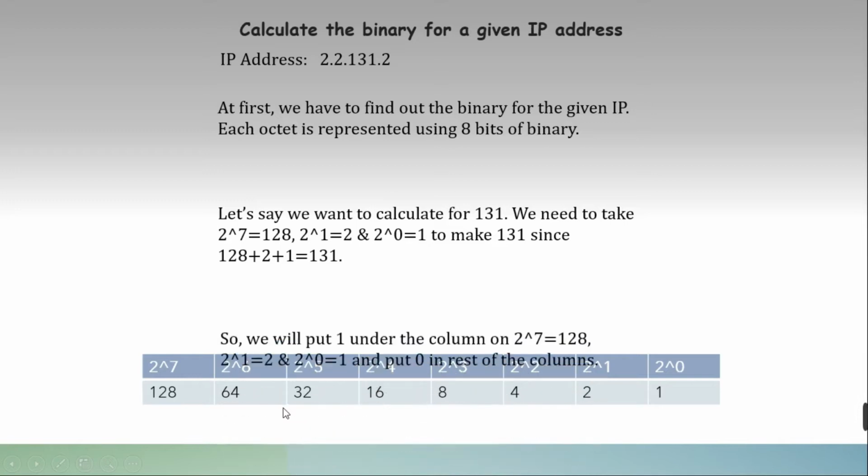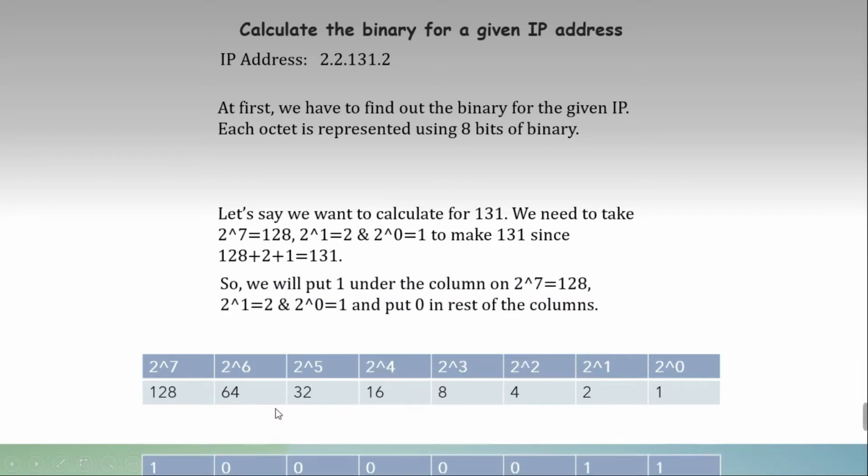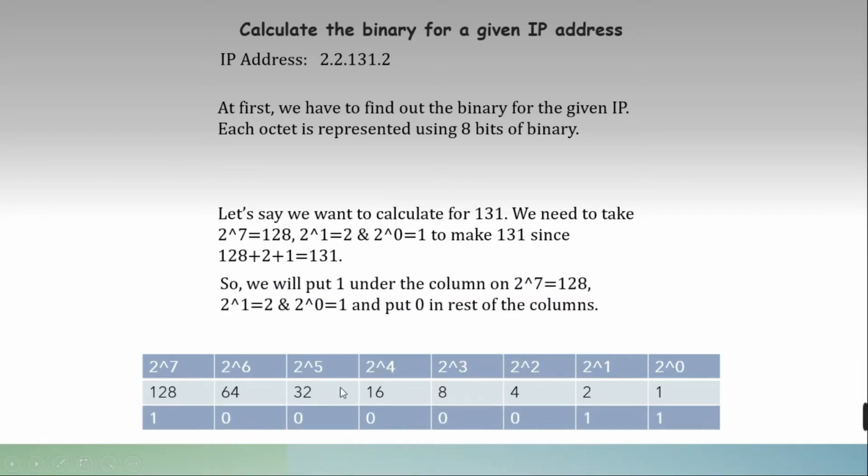All right, so basically my diagram will look like this one. I put 1 under 2 to the power 7, 2 to the power 1, and 2 to the power 0, and the rest of the columns remain 0. All right, so this will be my final binary number for 131, which is actually 10000011, starting from left. This is the binary number of 131.